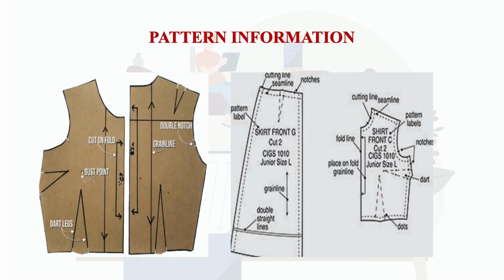So you can see on the first image, all the information is written, like where the bust point is, where the cutting line is, where the dart line is, and this is how we do all the marking and the written information on the pattern.